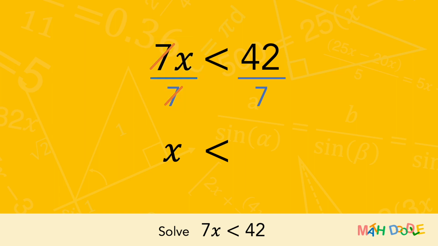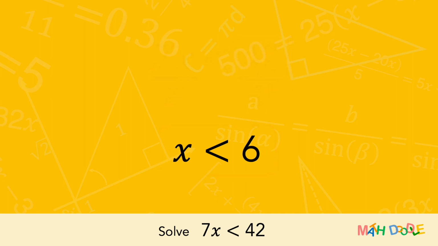Then, let's simplify the right side of the inequality. 42 divided by 7 is 6. So, x is less than 6. This tells us that x is all numbers less than 6.